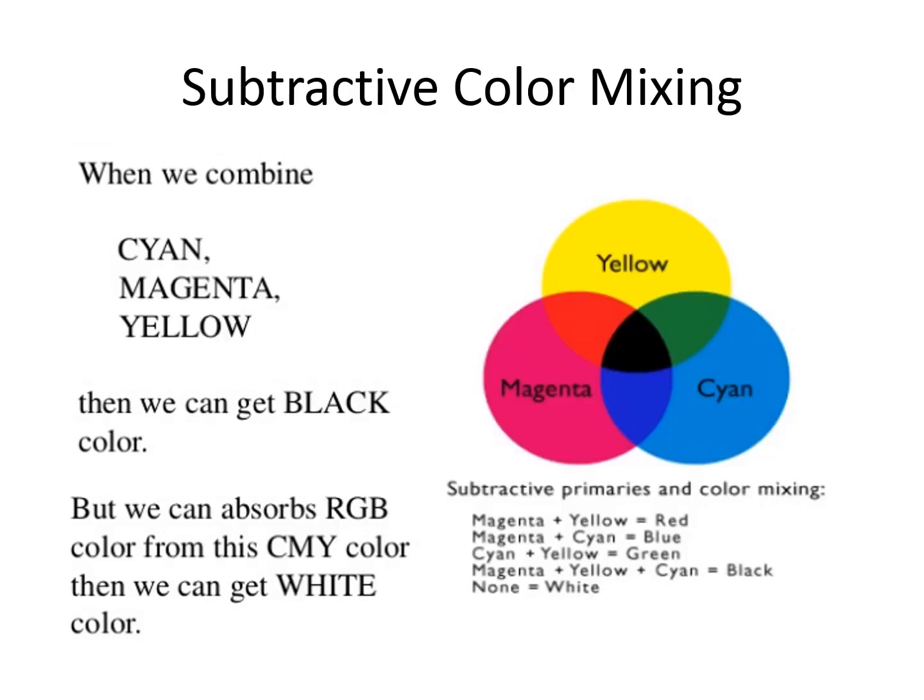So in terms of additive mixing, we looked at the possible colors. In terms of subtractive color mixing, when we combine cyan, magenta and yellow, we get black color. But we can observe, in an inversely proportional way, that from the CMY color we get the RGB color, and then we get white. So in the subtractive primaries and color mixing concept, mixing magenta and yellow, we get red, the opposite version of additive color mixing. Magenta and cyan we get blue. Cyan and yellow we get green. Magenta, yellow and cyan we get black. With none, we get white.